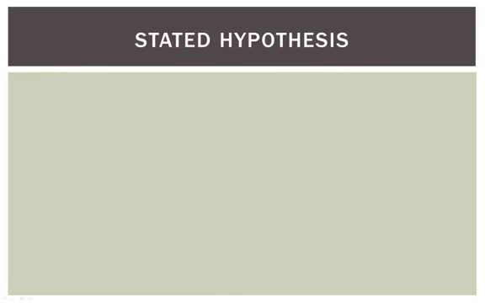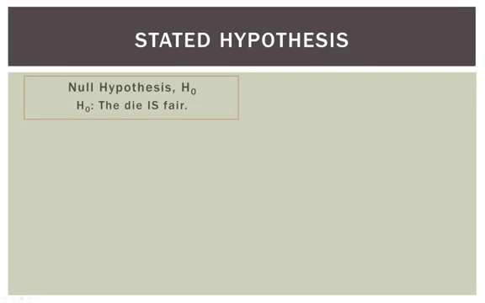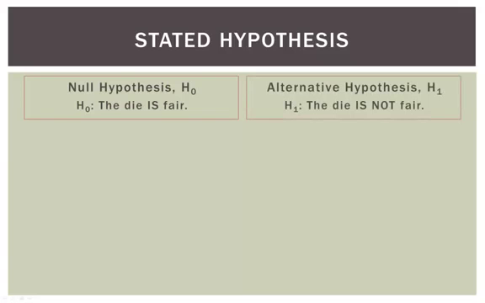So how are we going to state this hypothesis? And again, this is one of the more complicated slides, so just hang with me. First, we have what's called the null hypothesis, and that's represented by H sub 0. If you've been in stats class, you've probably seen something like this. Now, our null hypothesis is that the die is fair. Then we have our alternative hypothesis, which is denoted by H sub 1. And our alternative hypothesis is that the die is not fair. Okay, so we have the null that says the die is fair. We have the alternative that says the die is not fair. Pretty straightforward.